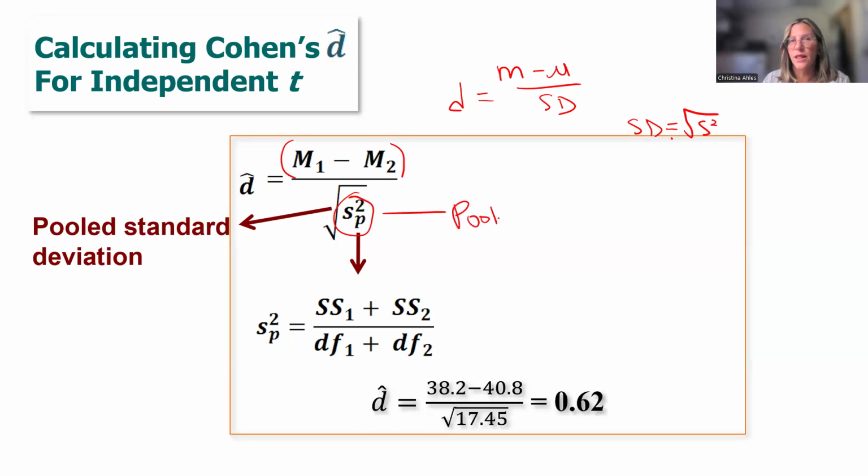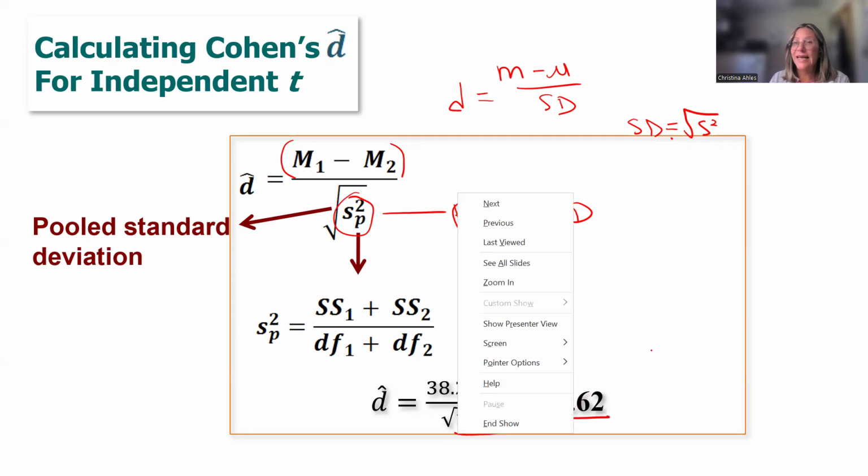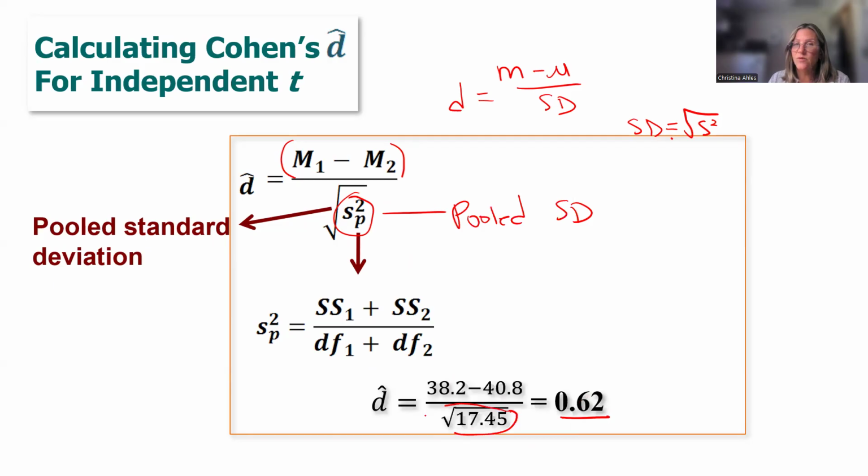So it's basically the pooled standard deviation that this is. We would take that 17.45 and plug it in there, take the square root of that, and divide it into that mean difference. So we would get a Cohen's d of 0.62. Another big error that I see is people forgetting to take the square root right here. You have to take the square root. Otherwise, you're dividing by the variance and not the standard deviation.